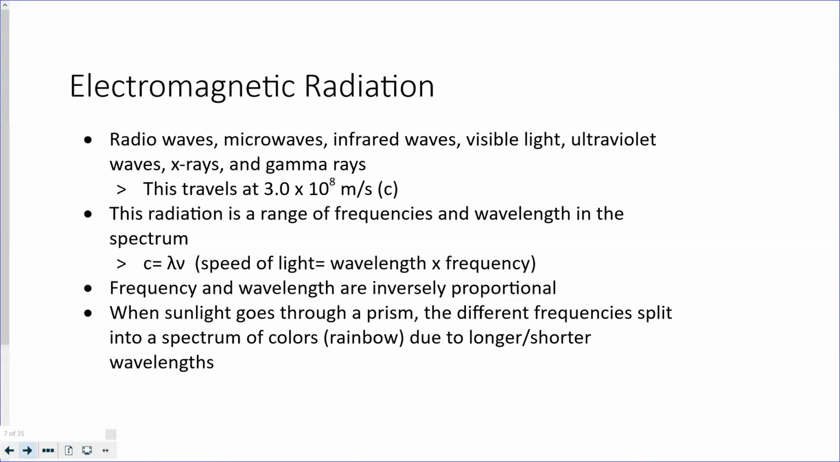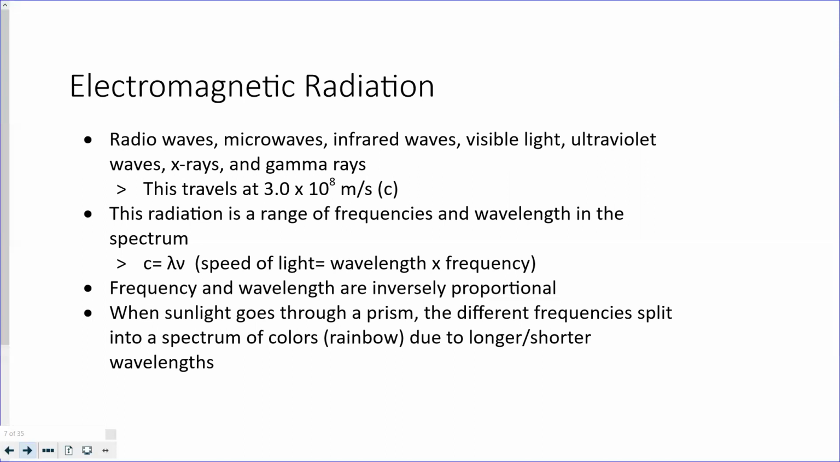So the c, the speed of light, is equal to its lambda times nu, its wavelength times frequency. So whenever you have two factors that are being multiplied together, they are what we refer to as inversely proportional. So frequency and wavelength are inversely proportional. That means if one of them goes up, the other factor is going to go down. So if we have a really long wavelength, we have a low frequency. If we have a short wavelength, we have a very high frequency.